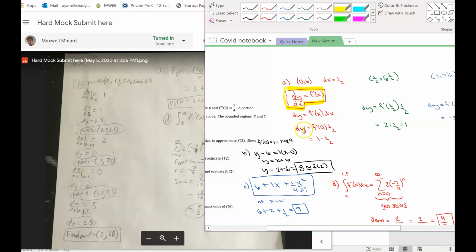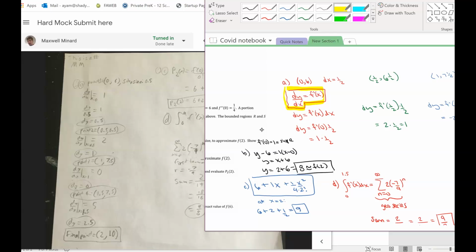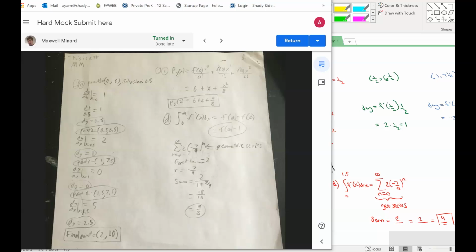So each of your dy's, when I start at 0, 6, its dy is f prime of 0 times 1/2. That's going to affect all of your points here, okay? Now, that point will probably be 1 point off because you have the iterative nature of Euler's correctly done, all right? Everything else was solid, except for D, you did not finish, right?